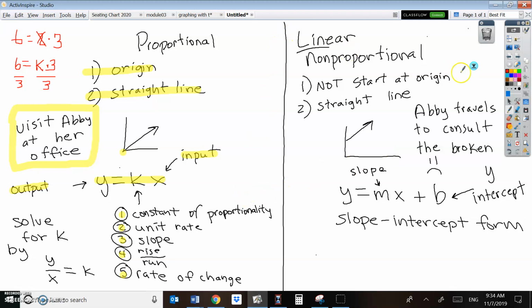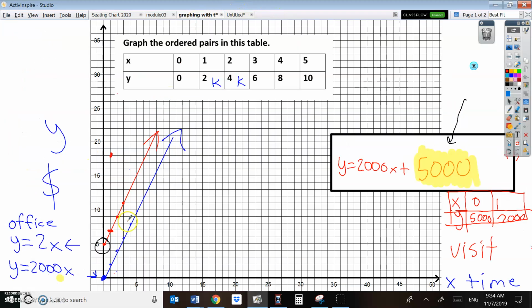Now, Abby helps the doctors who are broken, right? But sometimes they visit her at her office. That's the blue line. The blue line is starting at 0, 0 because they don't have to pay anything to visit her. 0 hours, because x is time. 0 hours means $0 because the y value is the money.